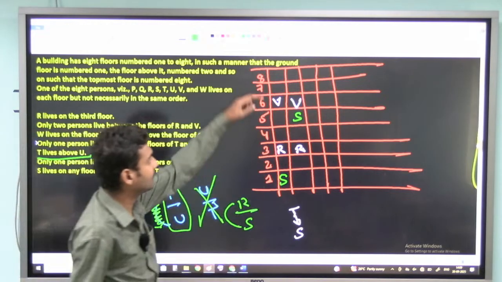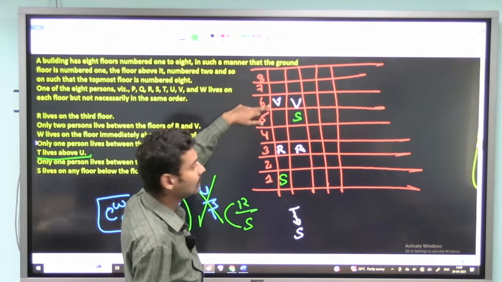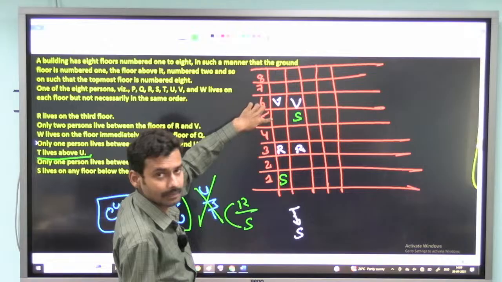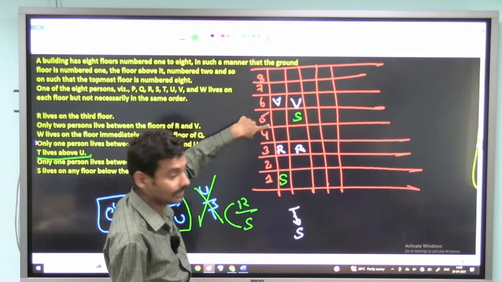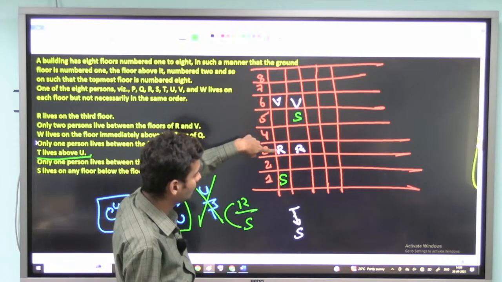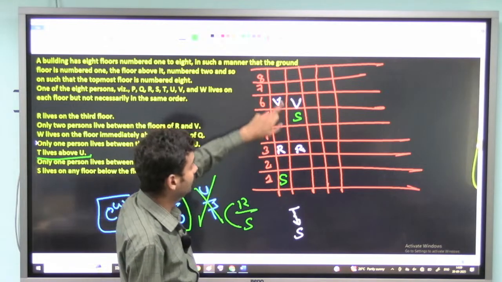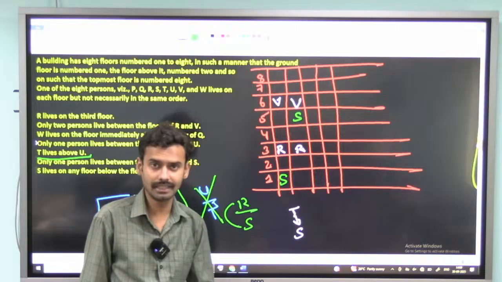If I consider T here, T dash U, there is no place for U. The second one, T slash T, T slash U, I can consider here. Then T slash U, I can't consider here. Then T slash U, I can consider here. So in the first case, I am getting two places for T and U.